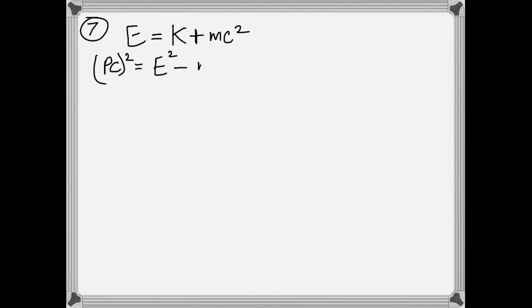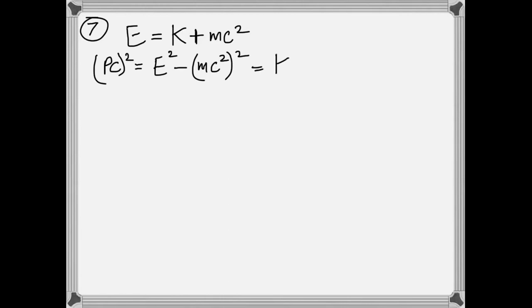In the 7th question, you have to find the momentum of a 950 mega electron volt proton. So now you have the energy. You know that the total energy is the kinetic energy plus the rest energy. That is the total energy. Now this is an equation that you get during the derivation that you have to remember. (pc)² is equal to E² minus (mc²)².